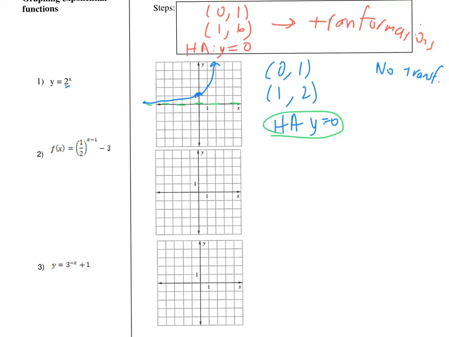Okay, so let's do our next graph here. And so for this one, we're going to have 0, 1 again, but we're going to have 1, 1/2 now, because 1/2 is our base.